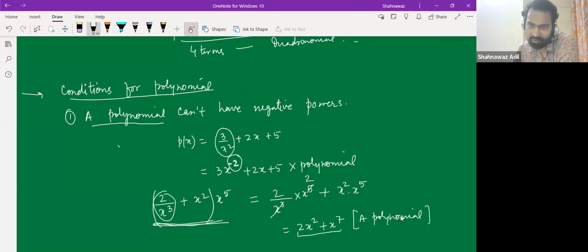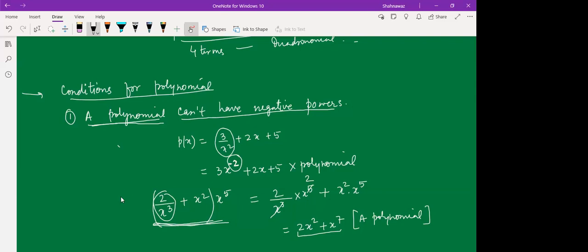So this is the first condition of a polynomial, that it cannot have negative power. Is that clear to you guys? Yes, sir.